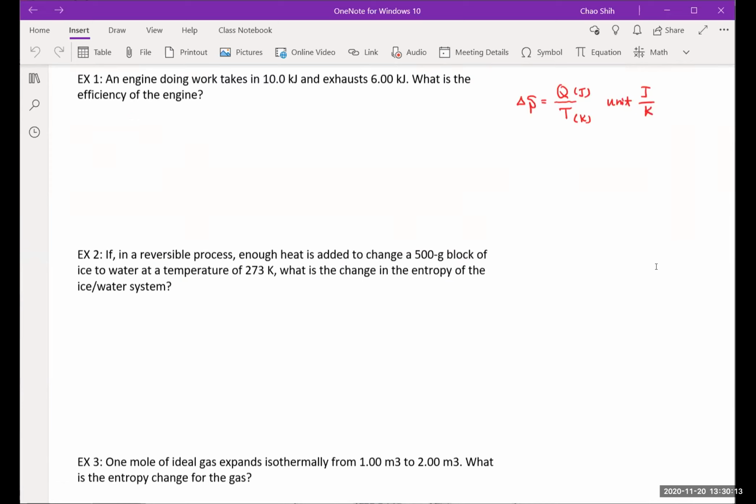Okay, let's look at the first example. The first example tells you we have an engine doing work, and it will take in 10 kJ, and the exhaust is 6 kJ, and then what is the efficiency of an engine? Well, I'm wondering why I put this one here. I think I took the wrong example, but we can also work on this one here. Okay, so let me write down the efficiency equation over here as well.